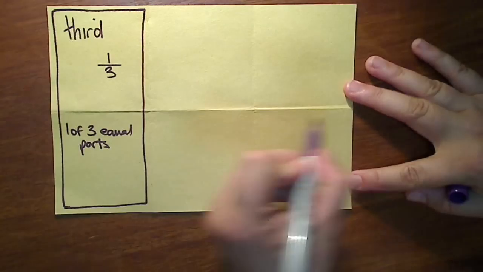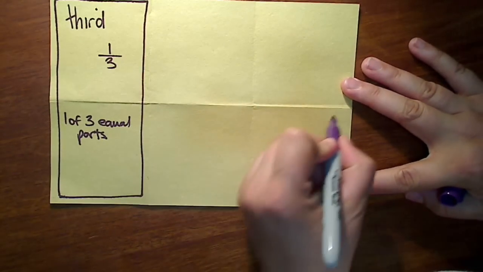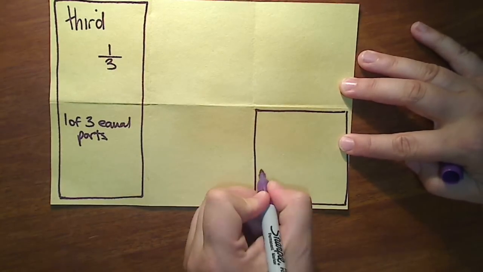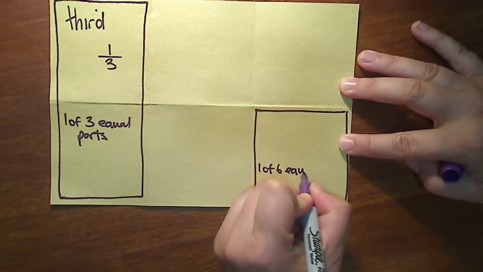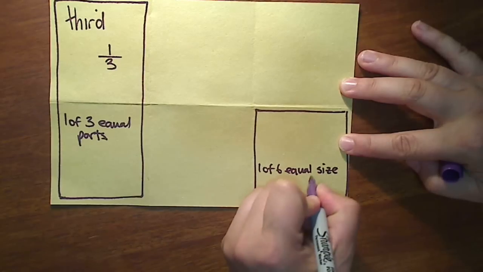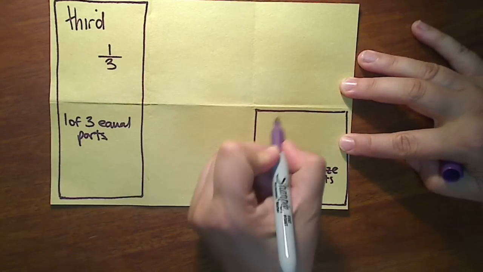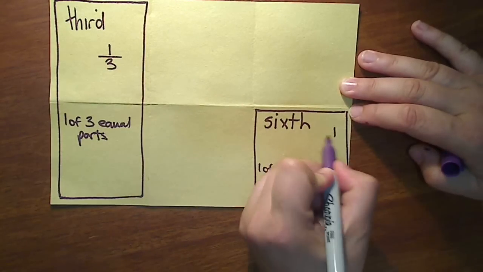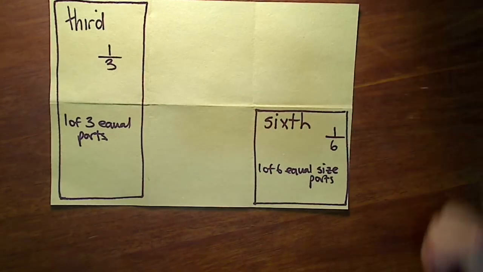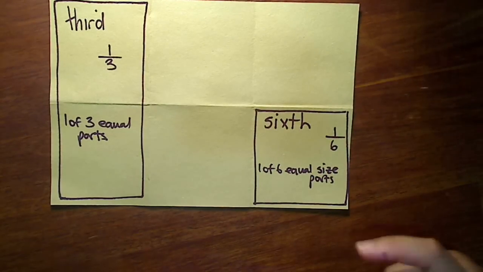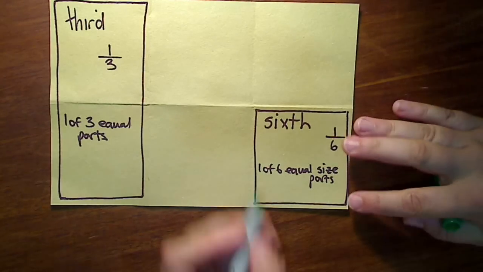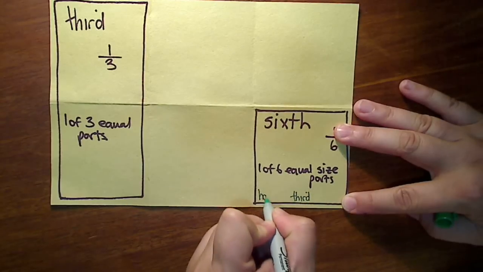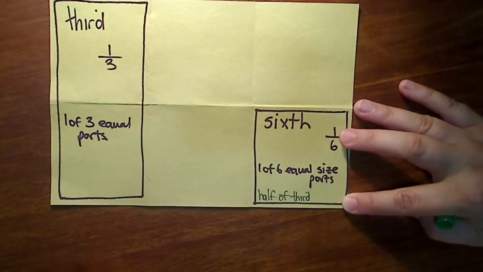So what I have here is this size. It's 1 of 6 equal size parts. That makes it a sixth, S-I-X-T-H, 1 of 6 equal size parts. Now how do we make that? Well, we started with a third and we folded it into half. So this is a half of a third.